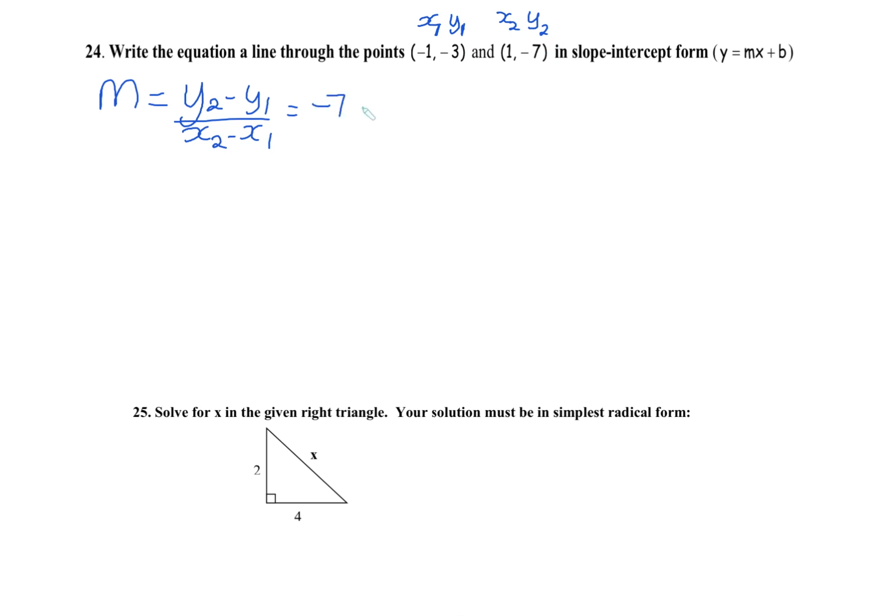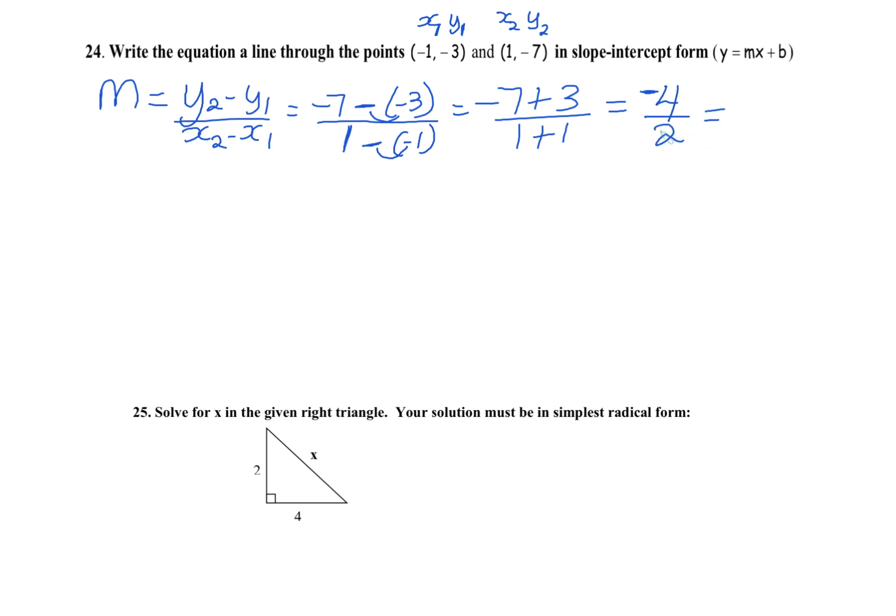So this will be negative 7. I'm going to take away, but notice my y1 is negative 3, over, and then I have 1, take away, negative 1. When the signs are different, I subtract, which would give me 4. Keep the sign larger, so that's negative 4 over 1 plus 1 is 2. Now, since the denominator is smaller, I know 2 can divide 4, and a positive with a negative will give me a negative, and 4 divided by 2 is 2. So my slope is negative 2.